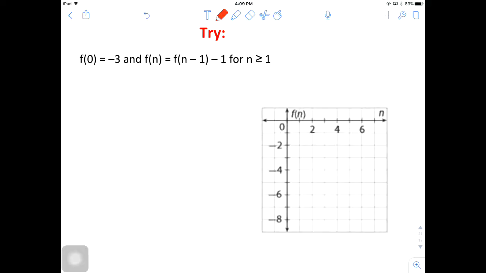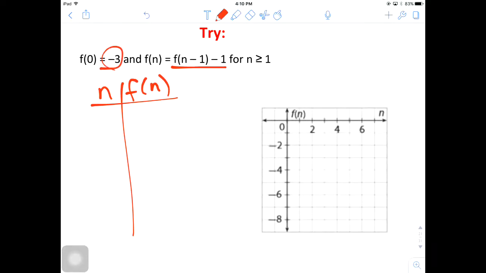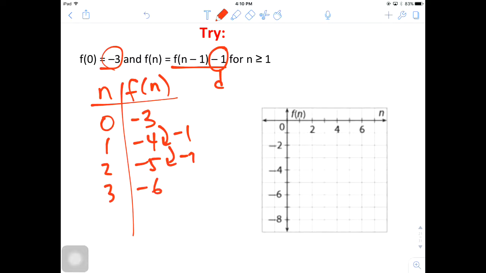Okay, again, hopefully you've had a chance to try it, and notice that whenever you see f of n minus 1, you know this is a recursive rule, which means you need to start with the first term that is given. So it's given that at the 0 term is going to be negative 3. And it looks like the common difference is -1. That means you're going to be subtracting 1 to get to the next number. So the first term is going to be -4. Subtract 1 again, you're going to get -5, and then -6, -7, so on and so forth. Okay, so we're subtracting 1 to get to the next term.